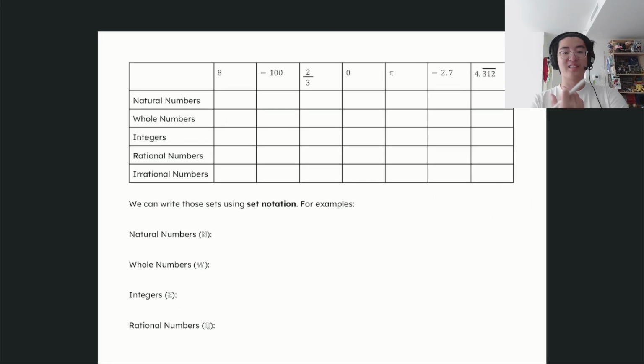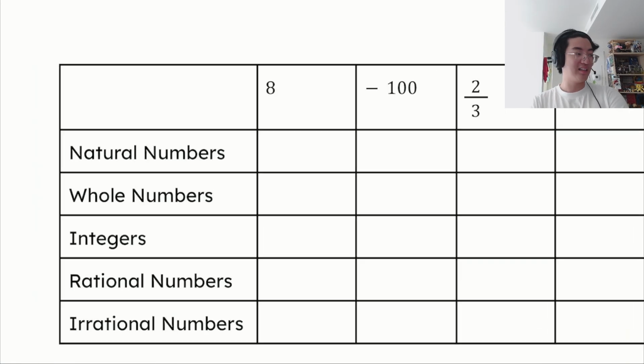Okay, next, categorize the numbers. Start with 8. It's a natural number, because it's a number we use to count with. Or again, it's a number without decimals that's positive. Of course, it's a whole number. Again, a number with no decimals that's positive. Rational? Yes, it is. Irrational? No, it's not irrational.